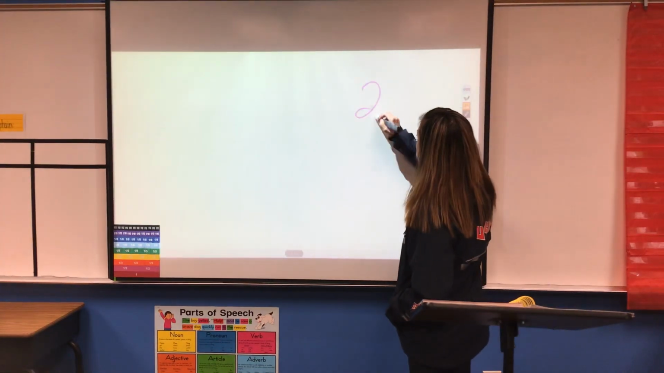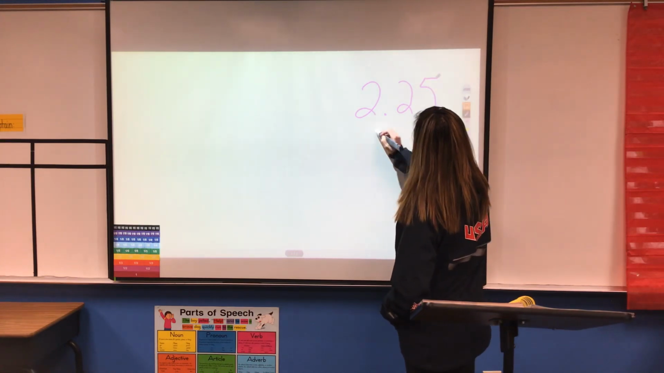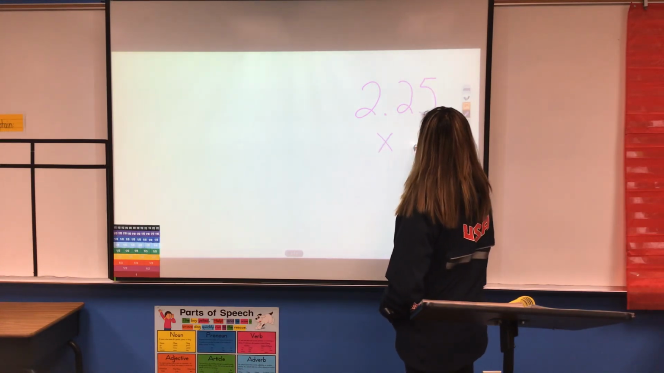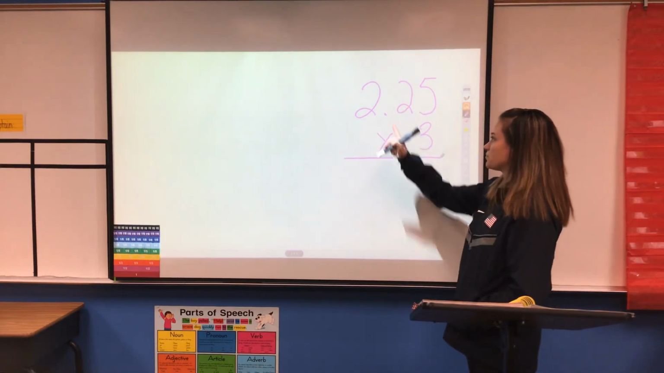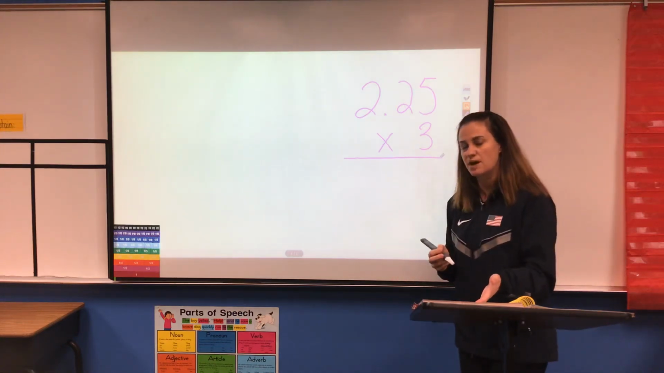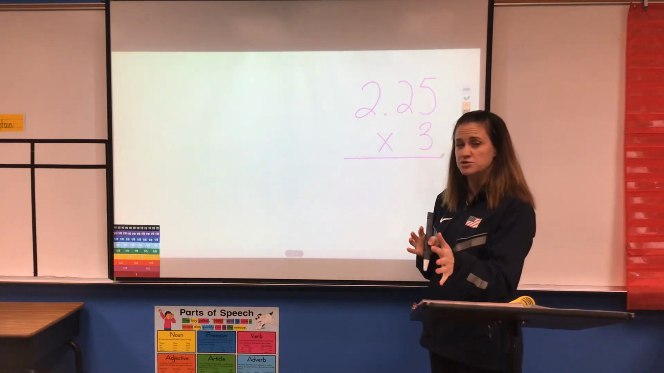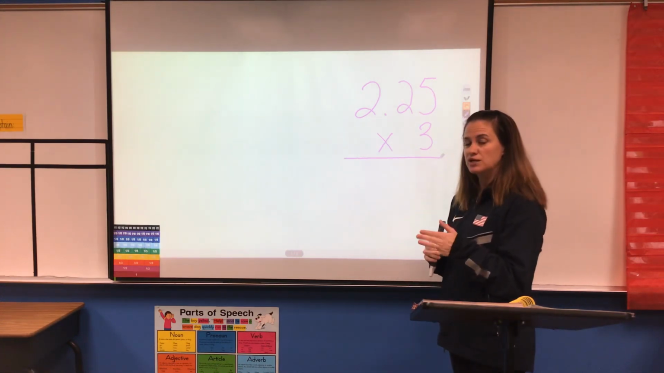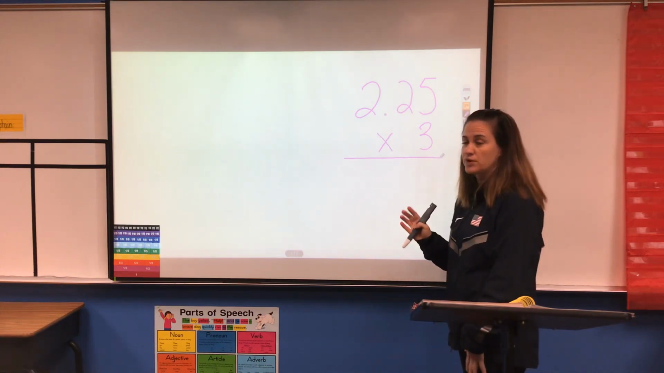So we're going to say $2.25 times 3. Some people like to bring the decimal point down first. I wait till the end of my problem because sometimes our numbers shift when we multiply. And when you're multiplying with money, you should only have 2 digits behind the decimal point, okay?